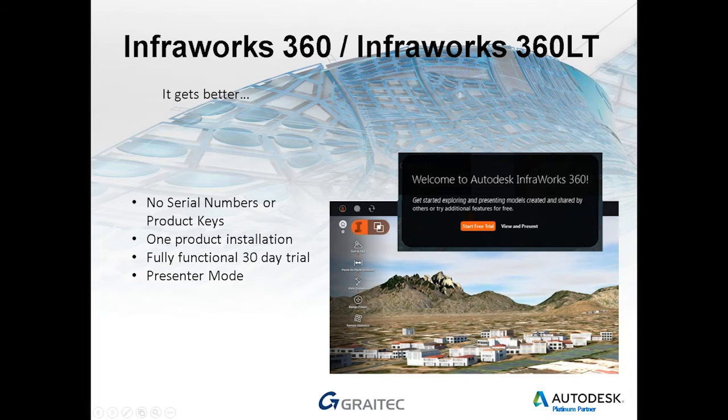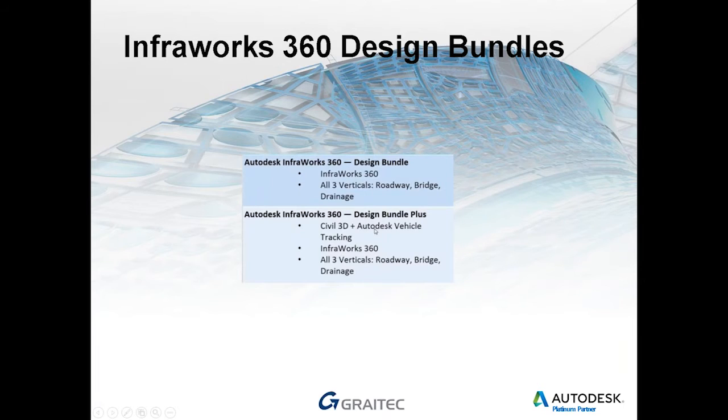Okay. There's another way of purchasing this as well. You can buy these Infraworks bundles. So there is a design bundle which gives you all of the vertical products that sit within there, the roadway, the bridge and the drainage. Or you can get the Design Bundle Plus, which is basically Civil3D, vehicle tracking, and also all the Infraworks models as well. So again, just have a word with your reseller and they'll be able to talk to you about that. Or if you're an Autodesk Direct, go and have a word with Autodesk and what have you.